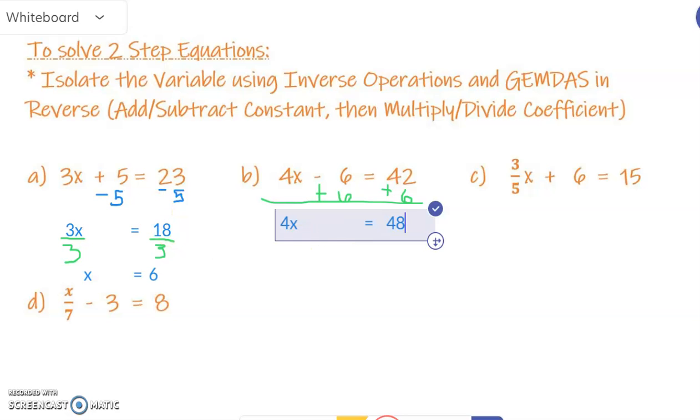And then the next step would be to divide by 4, because the x is being multiplied by 4. And in the end, we get that x equals 12.